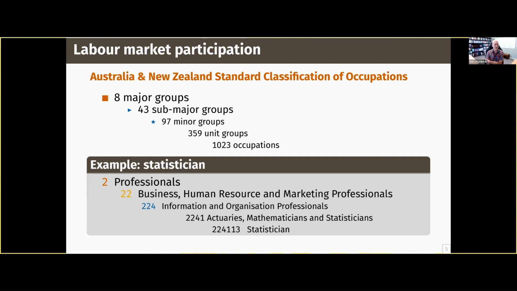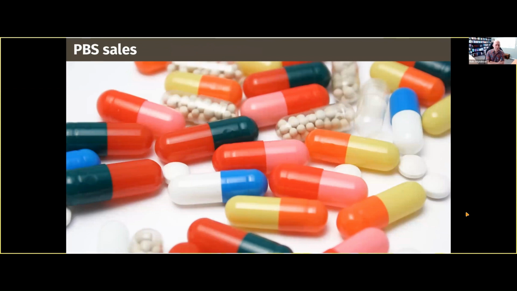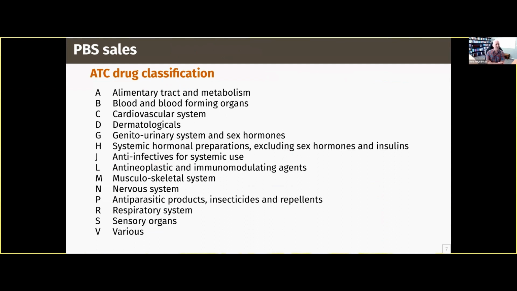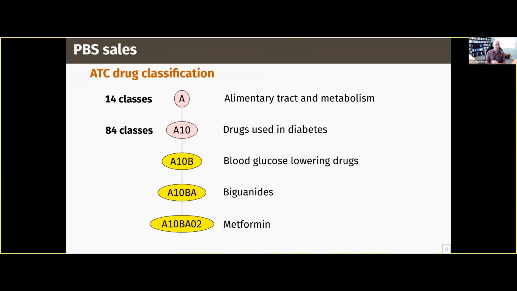If you're going to do forecasting of different organizational groups, you want the forecasts for actuaries, mathematicians and statisticians to be the sum of the forecasts of the people within the various subgroups, and so on. Then I came across it again a couple of years later when I was doing some work for a pharmaceutical company, and they were interested in forecasting different types of drugs. Drugs around the world are classified using the ATC drug classification. They're divided into groups, and then each of those are divided into smaller classes, and then divided again, and so on. If you're doing drug forecasting, you need to make sure your forecasts for the lower levels add up to the forecasts for the upper levels.